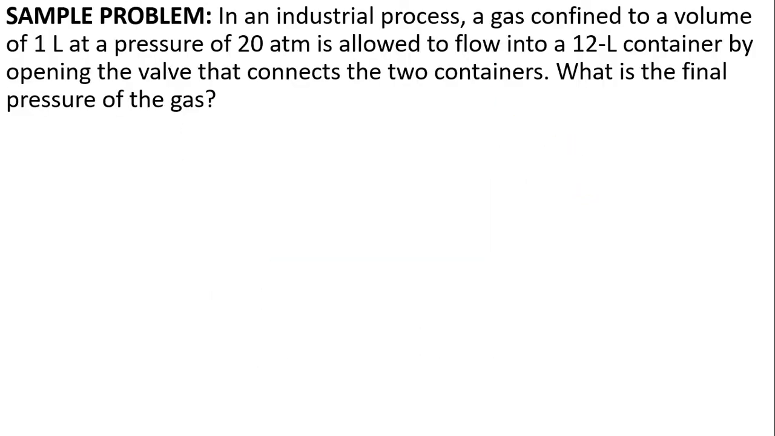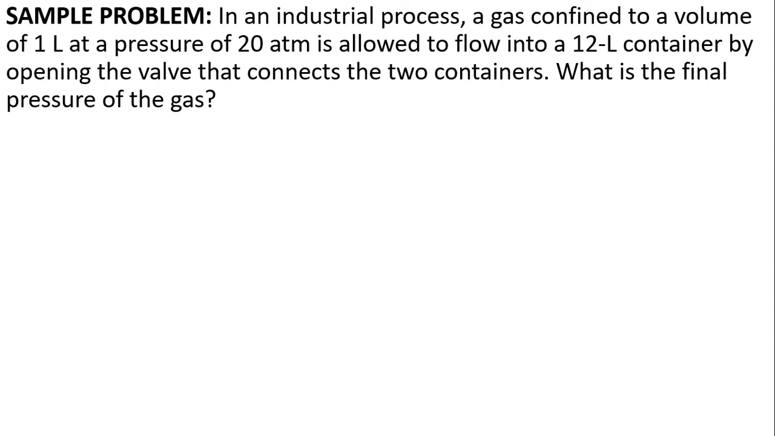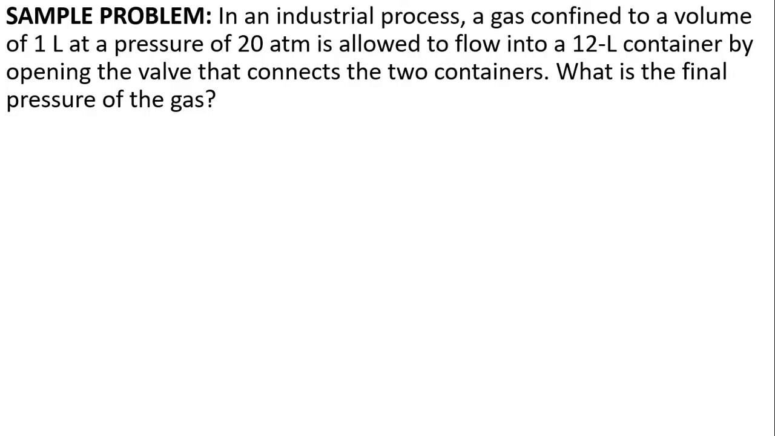Let's try to solve some problems. A gas confined to a volume of 1 liter at a pressure of 20 atmospheres is allowed to flow into a 12-liter container by opening the valve that connects the two containers. What is the pressure of the gas? It sounds so complicated, right? Since this is a Boyle's law problem, let's just use this formula right away.